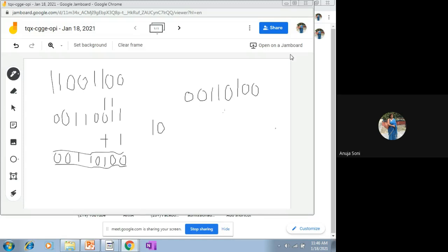Ultimately, we will be getting the resultant value of the 2's complement as such. Now you can match these two values. Exactly, these two values are same. The first value we found using the first method, and the second value we found using the shortcut method.